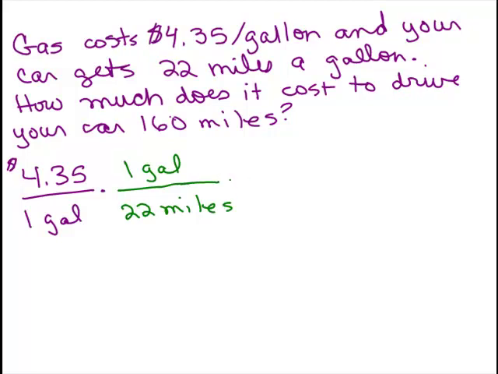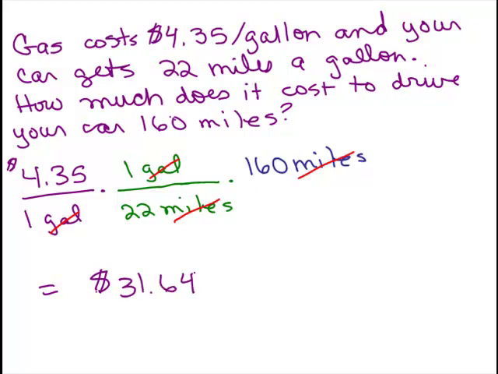But the question now is, how much does it cost to drive your car 160 miles? So then we just want our final answer to be in money. So we could say, all right, I want to go 160 miles. Okay, so look what happens here. The miles cancel, the gallons cancel, and your answer will be in terms of money. So then we just do 4.35 times 160. We divide by 22. And to the nearest cent, I get $31.64.